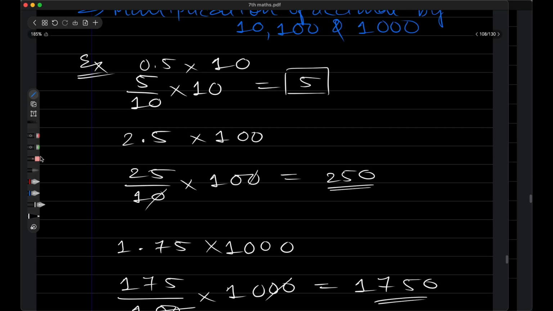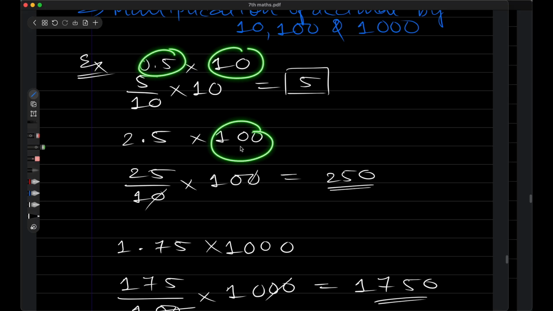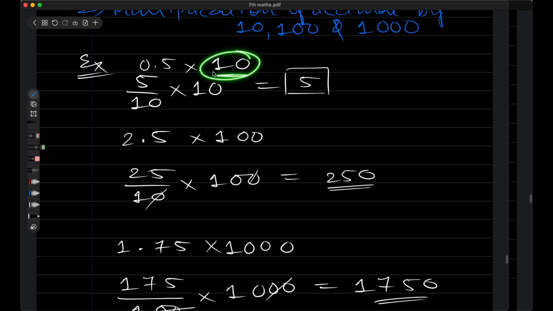If we observe here, when we multiply a decimal number by 10, 100 or 1000, the decimal shifts to the right-hand side by the number of zeros in 10, 100 or 1000. In the first example, 0.5 into 10, the decimal shifts right by one digit, equal to the number of zeros. In 0.5, the decimal shifts right by one digit, that is 5, or we can write 5.0.